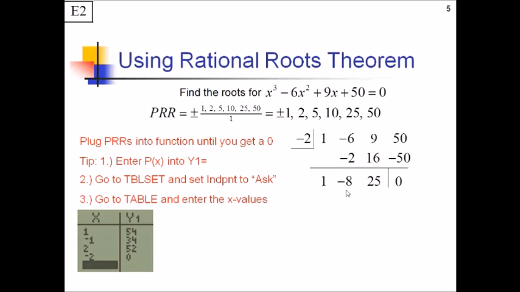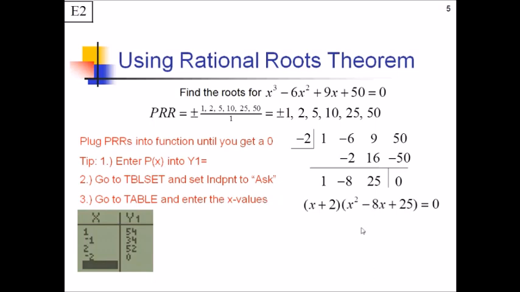So we have the factor x minus negative 2, or x plus 2, and x squared minus 8x plus 25. Is this factorable? Well, let's see. We've got numbers that multiply to 25 and add up to negative 8. Well, the only things that multiply to give me 25 are 1 and 25, and 5 and 5, and none of that is going to give me negative 8.